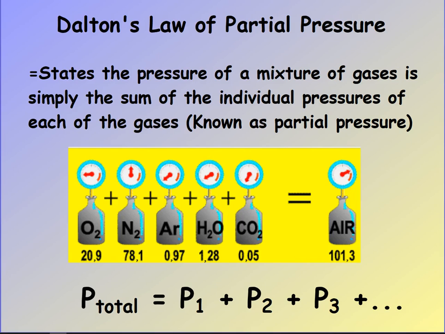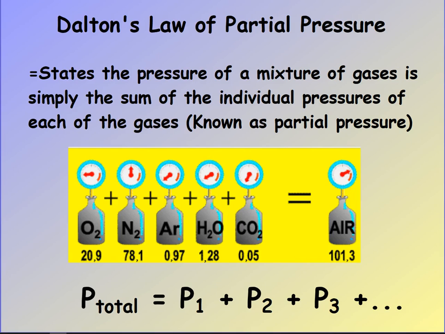All right, this one's a pretty easy one compared to the other ones because it's just adding and subtracting. Dalton's law of partial pressure states that the pressure of a mixture of gases is simply the sum of the individual pressures of each of the gases, known as partial pressures.